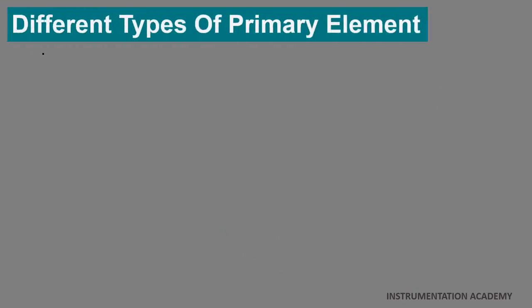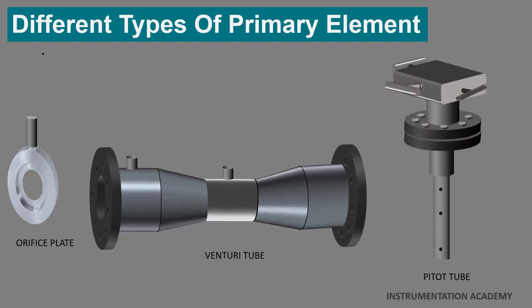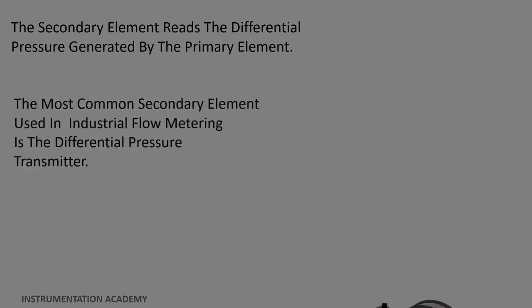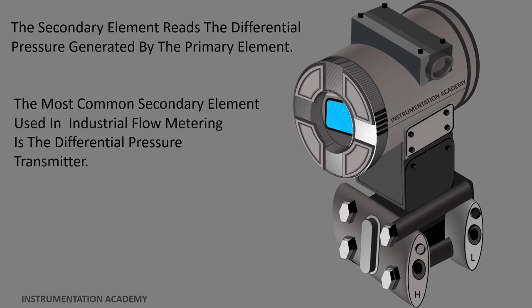There are different types of primary element. The most common types are orifice plate, venturi tube, and pitot tube. The secondary element reads the differential pressure generated by the primary element. The most common secondary element used in industrial flow metering is the differential pressure transmitter.